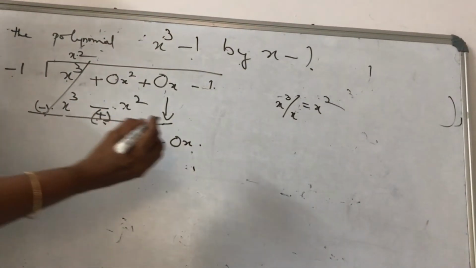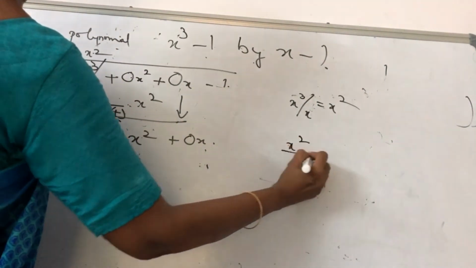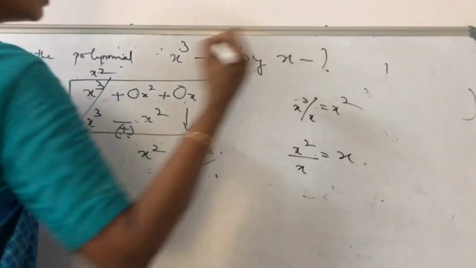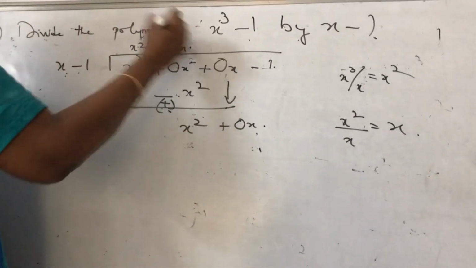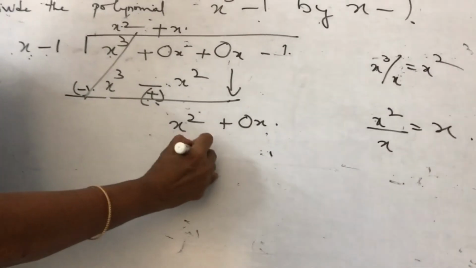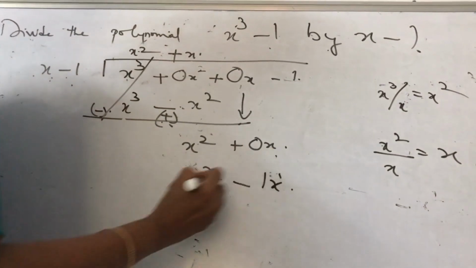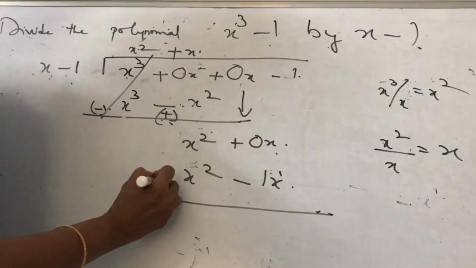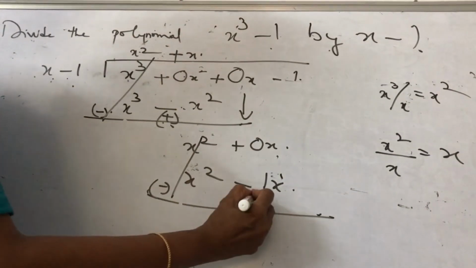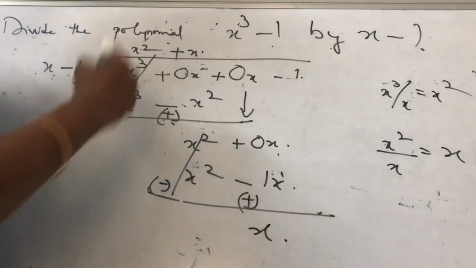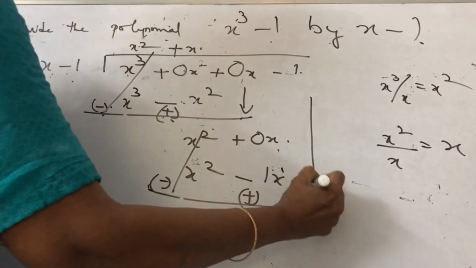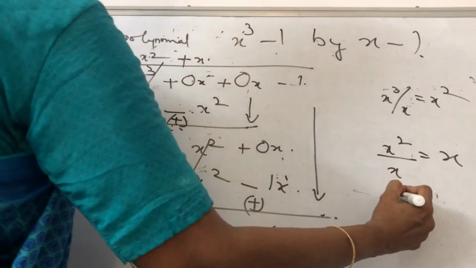Follow the same procedure, girls. x squared by x is equal to x. x into x, x squared. Minus into plus, minus 1 into x, 1x. Subtract. 0 plus 1, 1. Bring down the last number, minus 1.